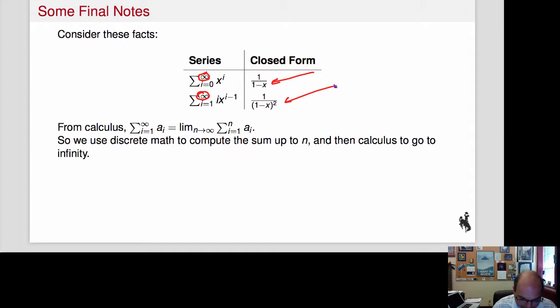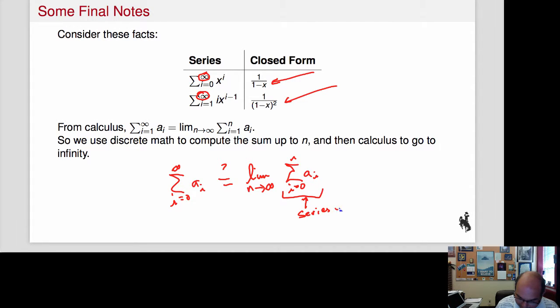x squared. Now one thing I should tell you is exactly what we mean by the sum from i equals 0 to infinity of a sub i. What should that be equal to? This is actually defined in calculus. The way it's defined in calculus is we take the limit as n goes to infinity of the sum from i equals 0 to n of a sub i. So this part here is kind of a series in discrete math.